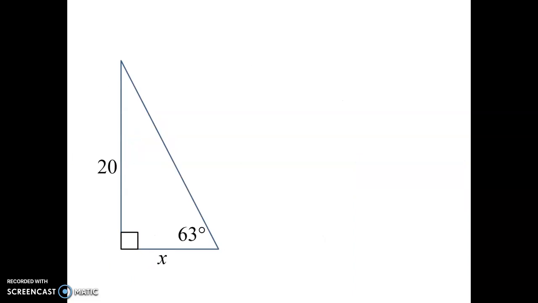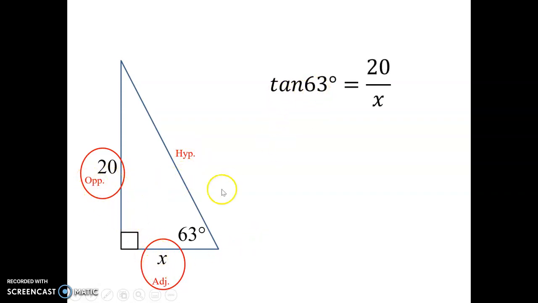Look at this triangle, and again, think about the reference angle, 63 degrees. Decide which two sides we're talking about in relation to that angle, and then decide which trig ratio to use. So what will you use here? I hope you saw that we have the opposite side and we need the adjacent. We don't need the hypotenuse at all. The trig ratio that brings together opposite and adjacent is the tangent ratio. So tangent 63 equals opposite over adjacent.